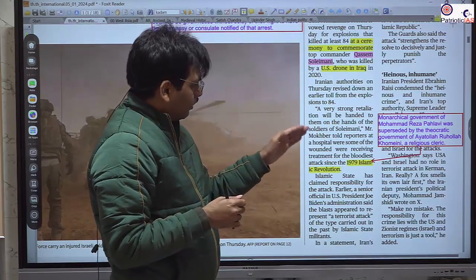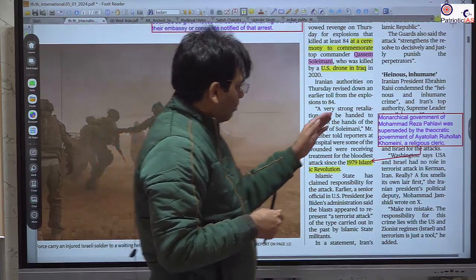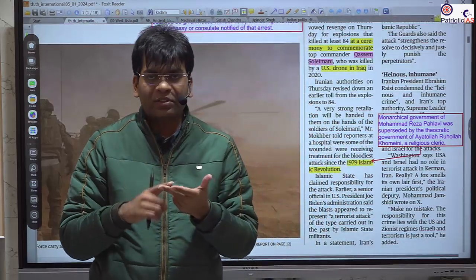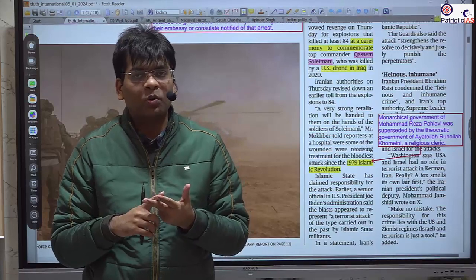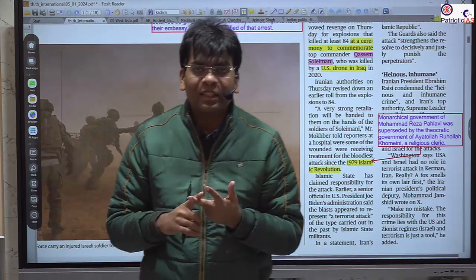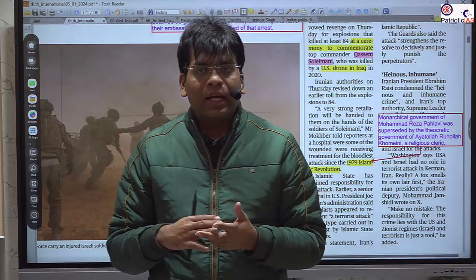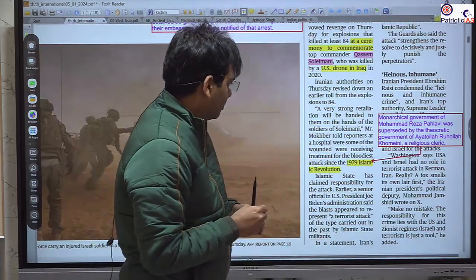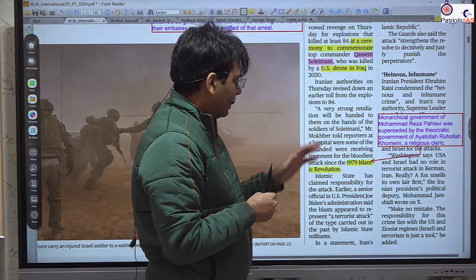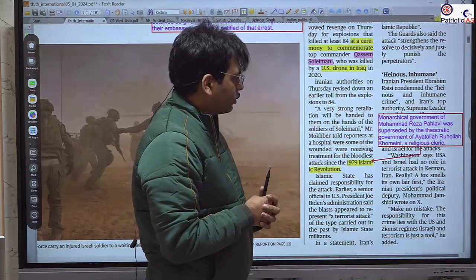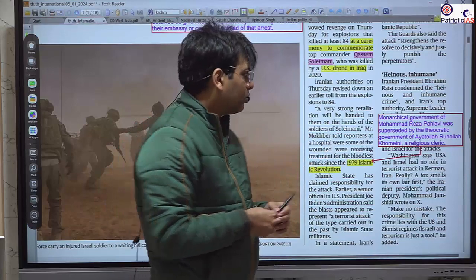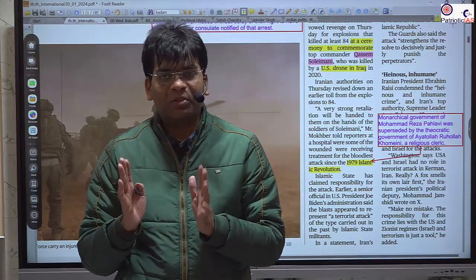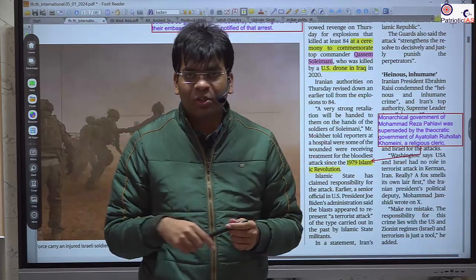So before this revolution, Muhammad Reza Pahlavi was the supporter of the US bloc. There were two blocs under the Cold War. One was led by the US and Western countries, and the other led by Russia, that is the USSR. So there was a tussle, and the support changed from the US to Russia under Ayatollah Khomeini. And after that, the US became particularly against Iran and a supporter of Saudi Arabia.